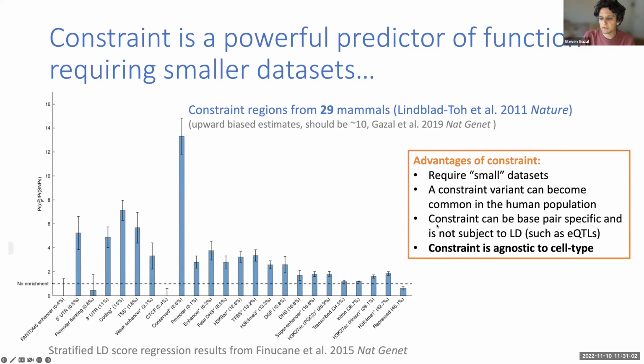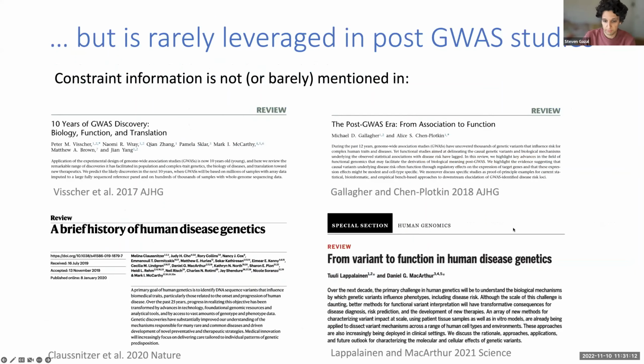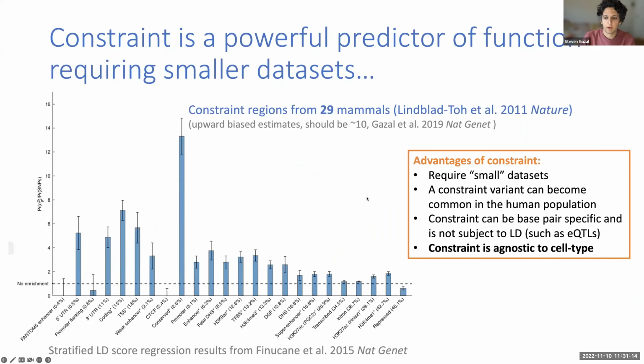You have a lot of common variants that are constrained in mammals. Another advantage is that constraint can be base pair specific, especially with the Zoonomia consortium. It's not subject to LD, such as QTLs, where we have a lot of variants that are tightly linked with each other. Here you can reach this base pair resolution, and you don't have the issue of, for example, finding the good boundary for an enhancer and things like that. And the last thing, which is nice, is that constraint is agnostic to cell type. So it gives information which is non-cell-type specific, which could be really hard to handle when you look at functional data.